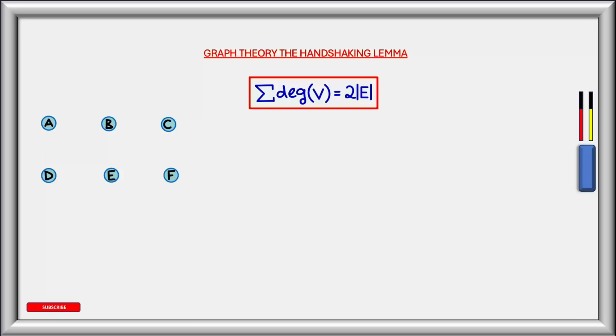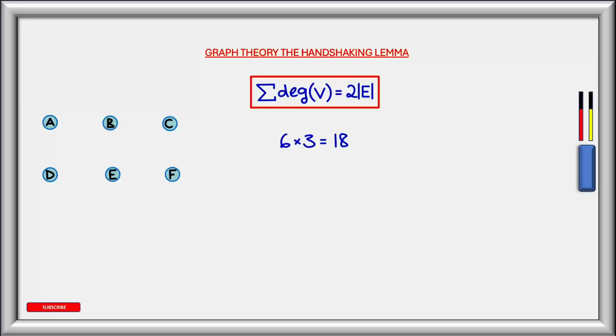Now, what happens if we change our impossible question to an even number of vertices? Let's take 6 servers and give them each 3 connections. So in this case, the sum of the degrees of the vertices would be, as we have 6 vertices, and each has 3 connections or 3 edges, 6 multiplied by 3, and that would give us 18. 18 is an even number. So according to the handshaking lemma, 18 would equal 2 multiplied by the number of edges. And so we need just 9 edges to make this work. And like our 7 server disaster, this one is perfectly possible.